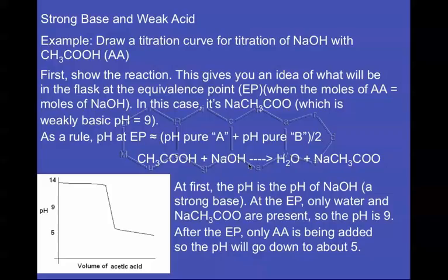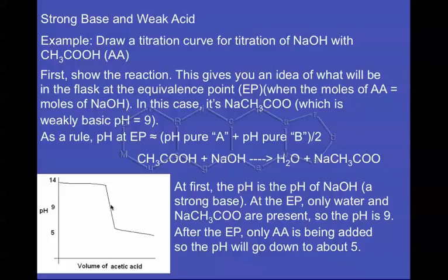Now the other thing that we need to consider, since we're using a weak acid, is what's going to be present at the equivalence point if we've got acetic acid and we add sodium hydroxide. The H from here will react with the OH, that gives water, and what's left is the Na reacting with this, which gives this salt here. This is sodium acetate, and this sodium acetate salt is actually weakly basic, and it will have a pH of about 9.